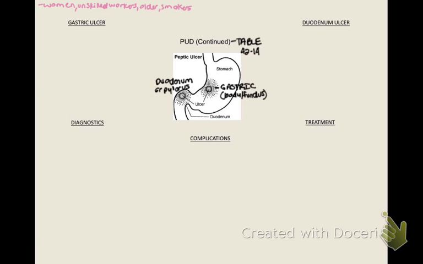So, who it affects: women, unskilled workers. This is the gastric ulcer. The older population and smokers. Unskilled workers? I don't know if that's just related to diet, or they tend to carry those factors that put you at risk. Like they tend to be smokers, they tend to have high stress levels, and they tend to have poor diets that put them at risk. And then just increased risk for H. pylori.